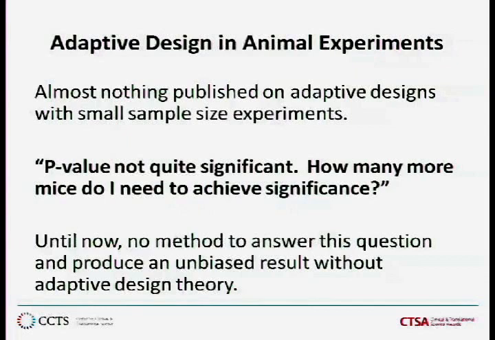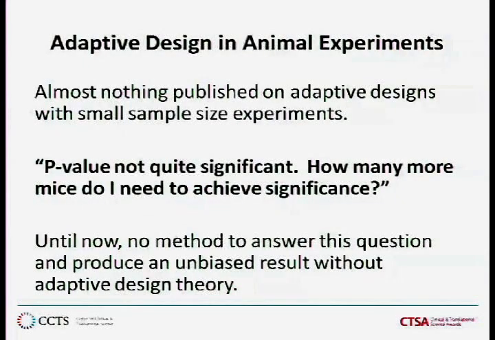So here's something that we've been working on for about 18 months. We do a lot of animal experiments in design in the Center for Biostatistics. So we've got some simple procedures on doing adaptive animal experiments. And in this case, when we looked, we found almost nothing published on adaptive design for small sample size experiments. The only ones that we saw were using an internal pilot study and combining that data with the final experiment.